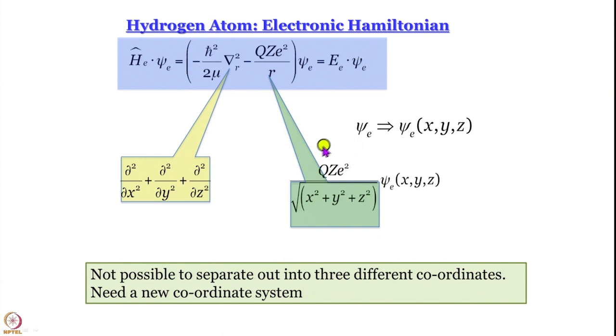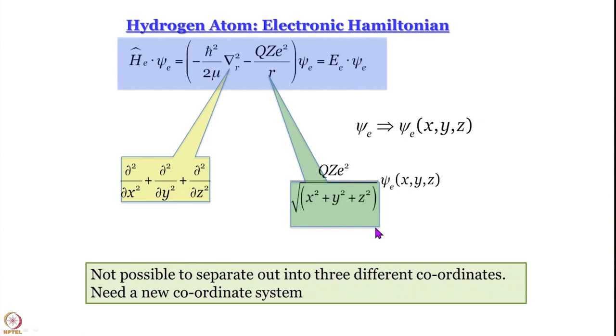This is where we had arrived, and then we realized that there is a problem. So, this del r square is not a problem because you can write it as del 2 del x 2 plus del 2 del y 2 plus del 2 del z 2. The problem lies with this small r in the denominator, because it is square root of x square plus y square plus z square. How are we going to separate this?